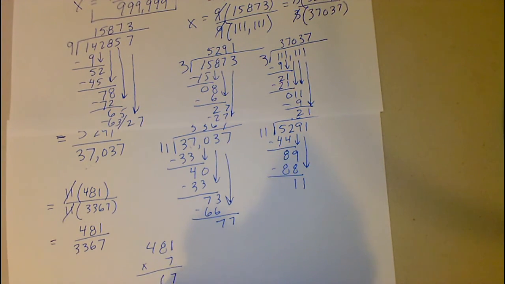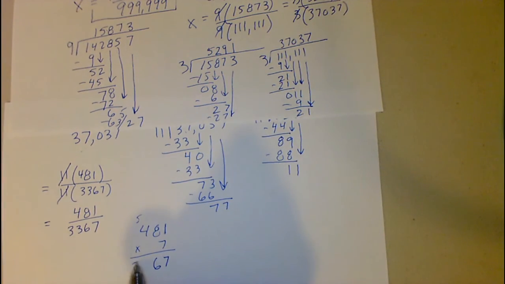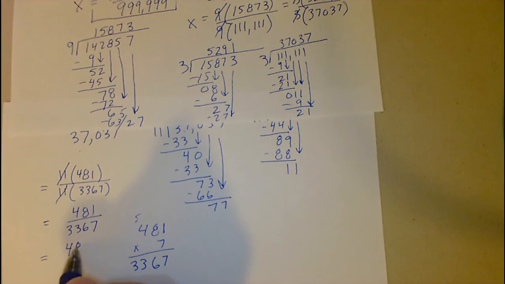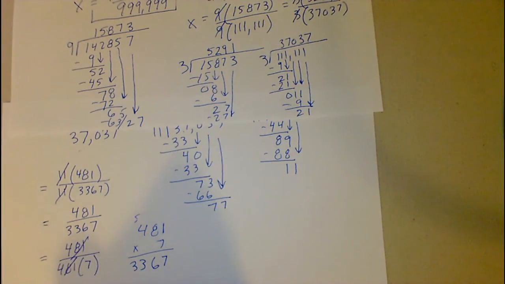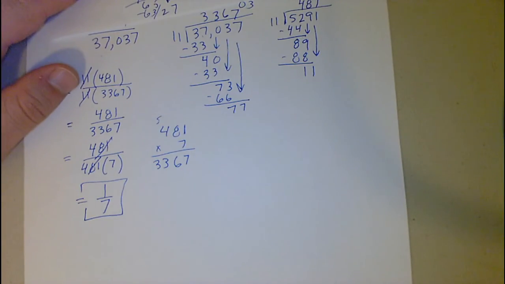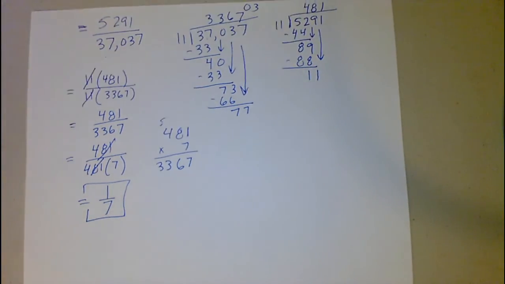7 times 1 is 7. 7 times 8 is 56, so I put the 6 there, carry the 5. 7 times 4 is 28, plus 5 is, hey, look at that. 481 evenly goes into 3,367. So I can write this as 481 divided by 481 times 7. And look what happens. 481 over 481 is 1, and I get 1 over 7. Wow, that was a long process.